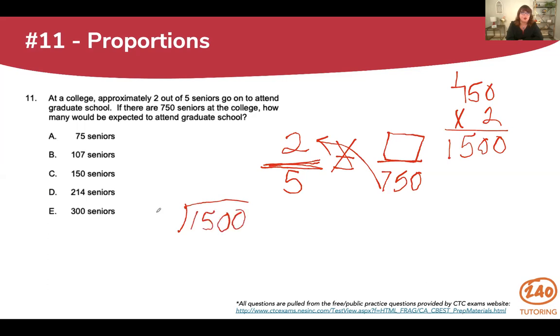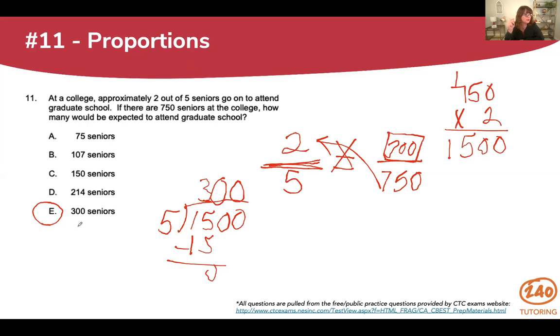Some of you can already see the answer. 15 divided by 5 would be 3. 3 times 5 is 15. And we have zeros, and since all the rest is zeros, we know we can fill in these last 2 digits with zeros. And we have an answer of 300 seniors. So that would be the missing part of that ratio. So you can do some mental math here. Even if you got to 1500, I know 15 divided by 5 is 3, easy answer, and you can quickly move on.